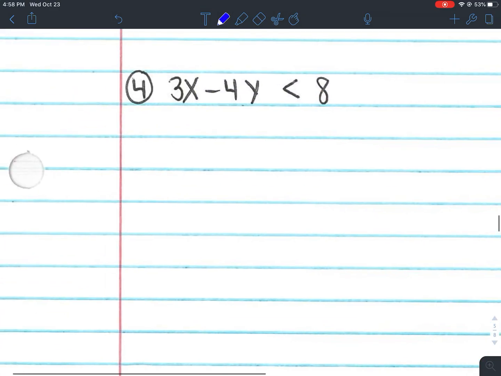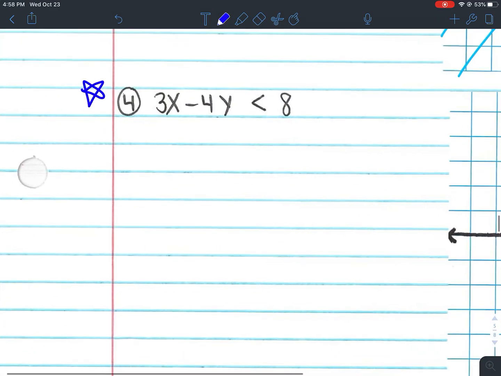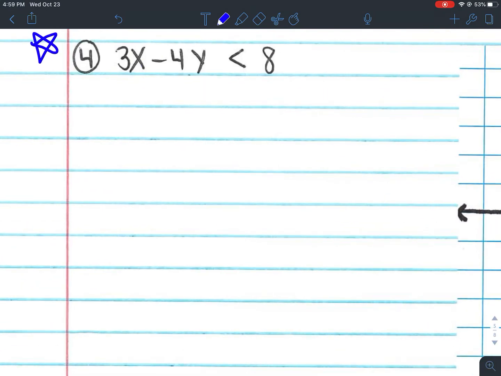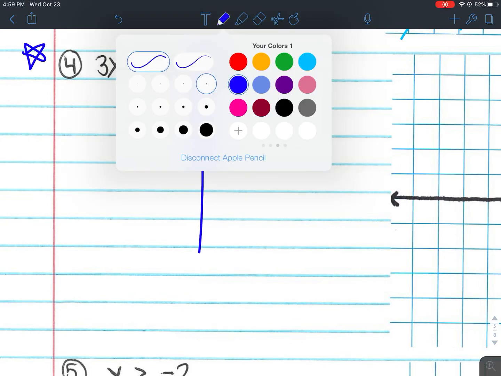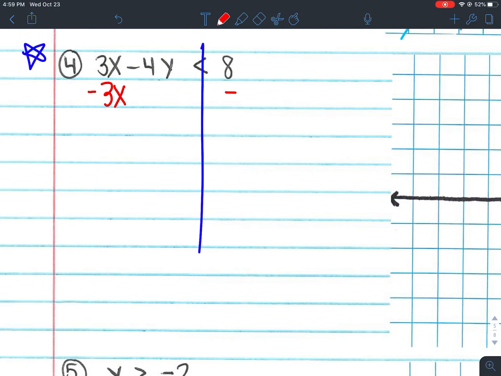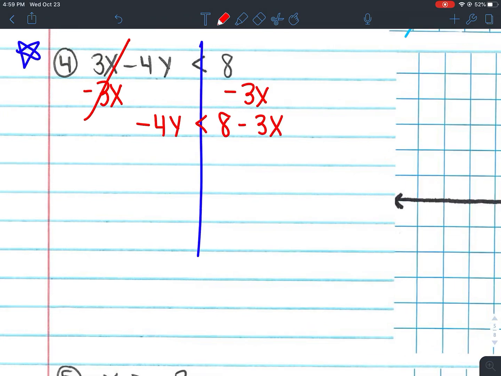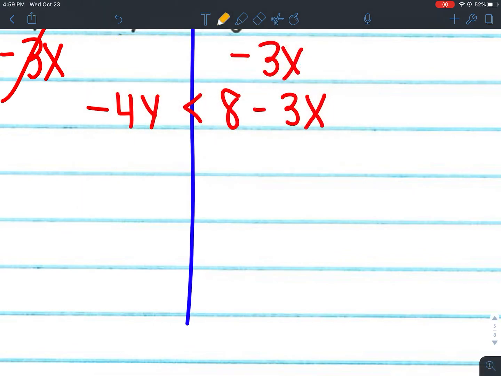Okay, moving on to number 4, we have 3x minus 4y is less than 8. You want to get the y by itself, and again, I'm going to put a star next to this one because anytime the y is negative, we tend to make mistakes. So we're going to go ahead and get the y by itself. The first thing I would do is I would subtract 3x on both sides. 3x minus 3x is 0. So I have negative 4y is less than 8 minus 3x because they're not like terms. And then the next thing I would do is I want to divide everything by negative 4.